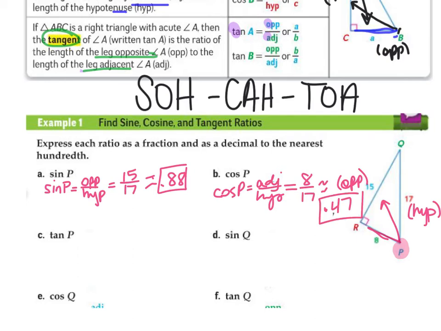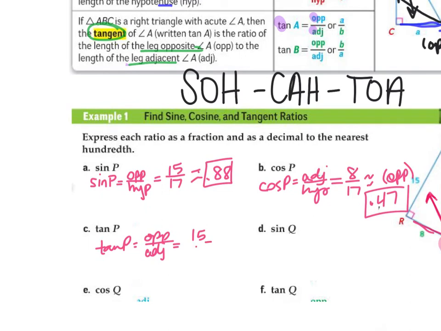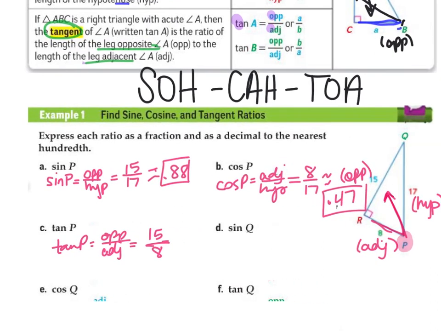Then last for P, we have the tangent. Tangent is equal to the opposite over the adjacent. Opposite was 15, and adjacent is this value of 8. So 15 over 8, which again, if turned into a decimal, will have a value of 1.88.